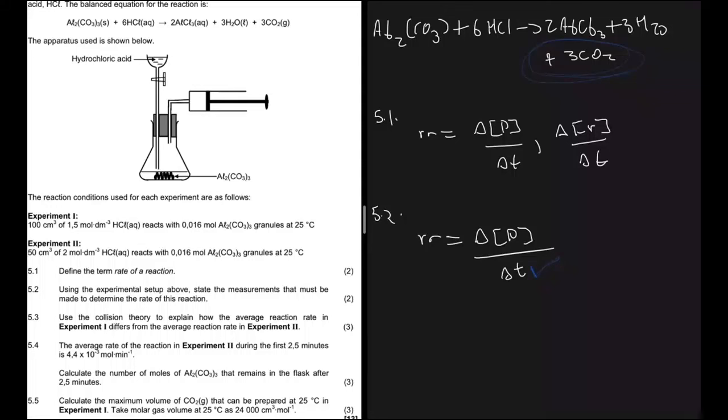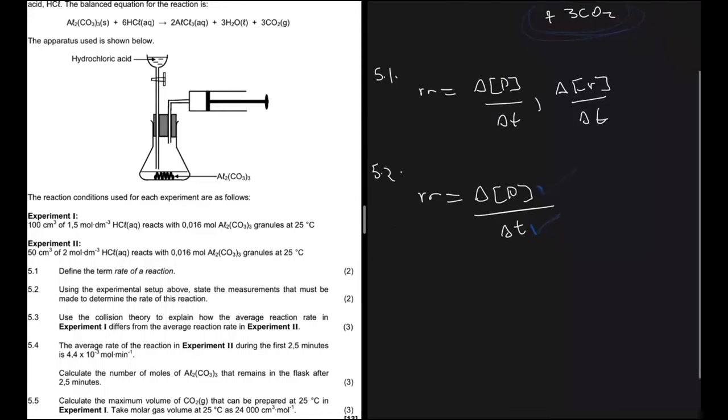Because we have this syringe here in the setup, we are going to measure the volume of the gas that is released. The gas is one of the products. So that's how we will use this equation to calculate the rate of this reaction. So the answer will be, we need the time, which we're going to measure manually, and then we need the volume of the gas, which we're going to determine from the syringe.